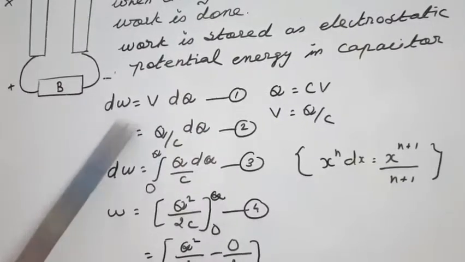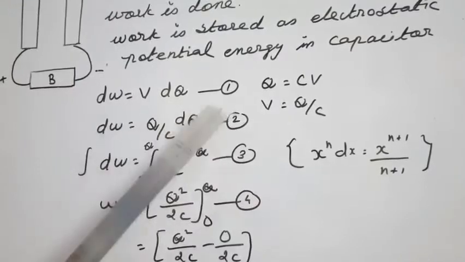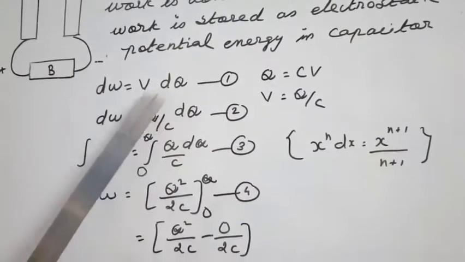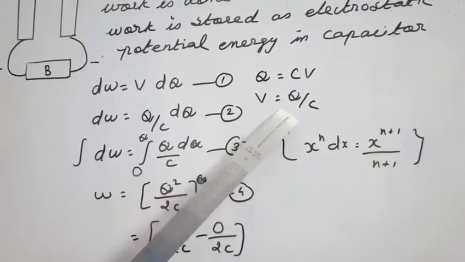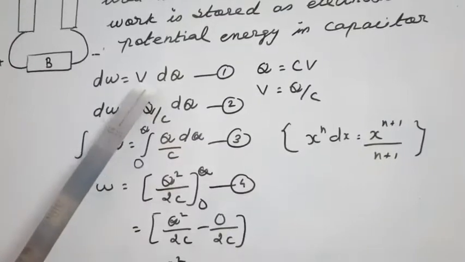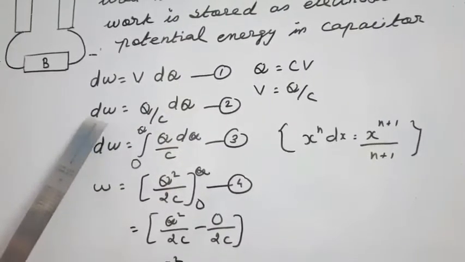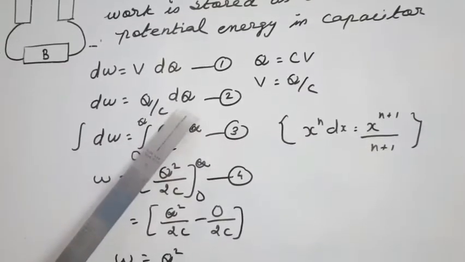Therefore, dW equals V into dQ. dQ is the charge and V is the potential. We know that Q is equal to CV. From this, V equals Q by C. So this V value we can substitute in the first equation. Therefore, dW equals Q by C into dQ.